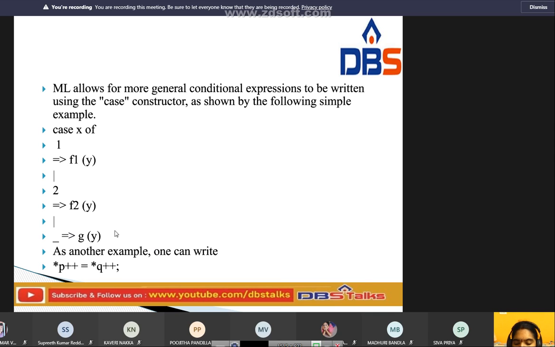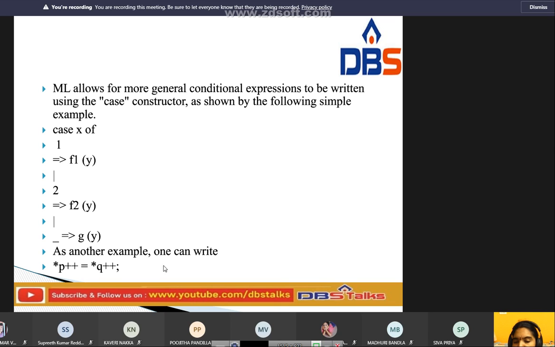This means that in the ML language, if the first case is true, we get f1 of y. This condition, if true, it will print. If this condition is false, we go for the next case. So in ML you have to use the case constructor.